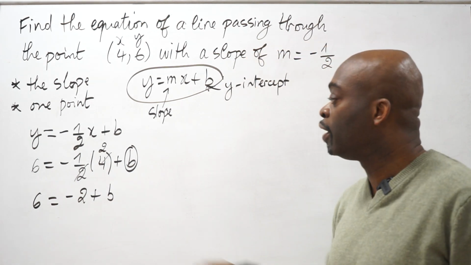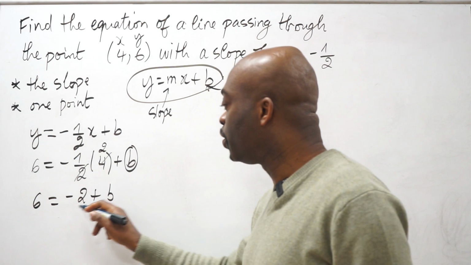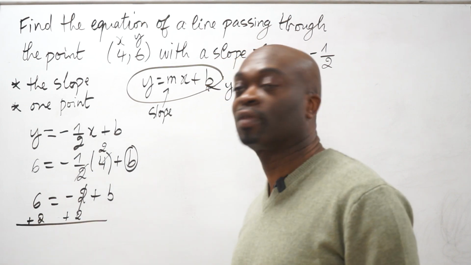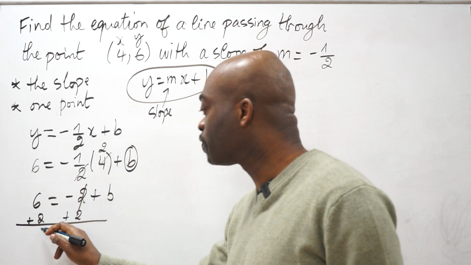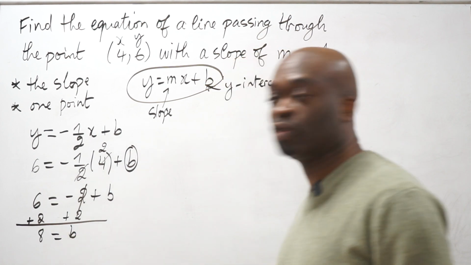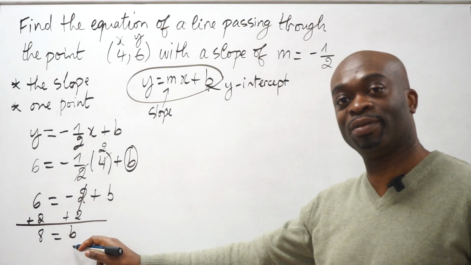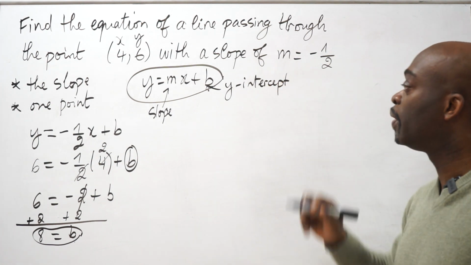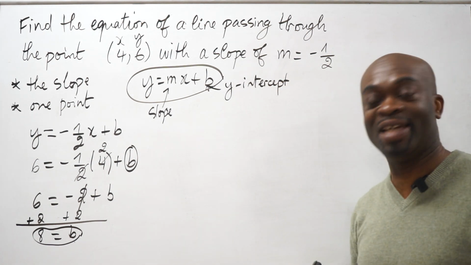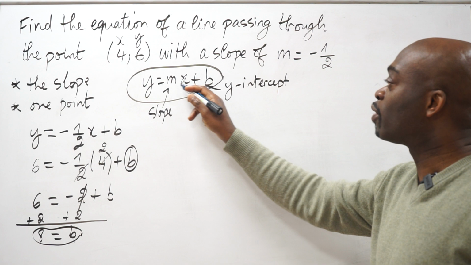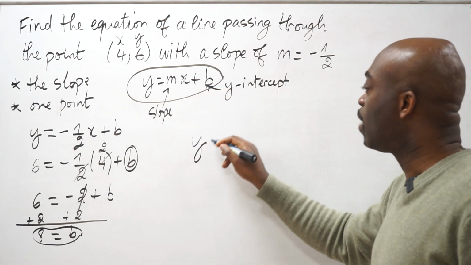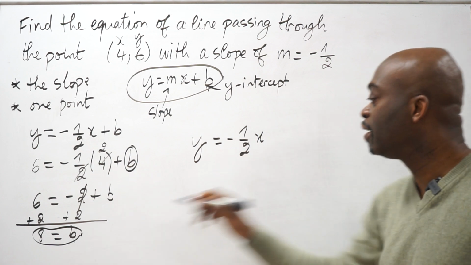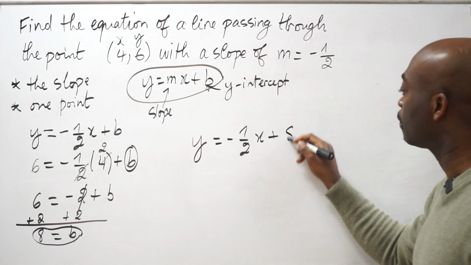Remember, what are we solving for? We're solving for b. So what do we need to do? Cancel the -2 by adding 2 to both sides, so we end up with 8 equals b. So now, once we get b, which is equal to 8, and we know the slope, can we get the equation of the line? Yes. We go back over here again, y equals mx plus b, and we say y equals m, which is -1/2, x, and then b, which is 8.